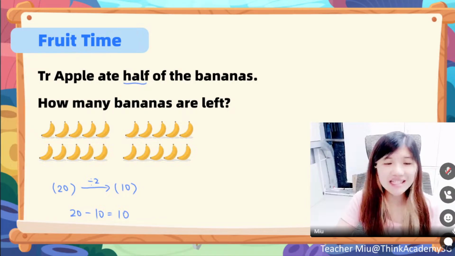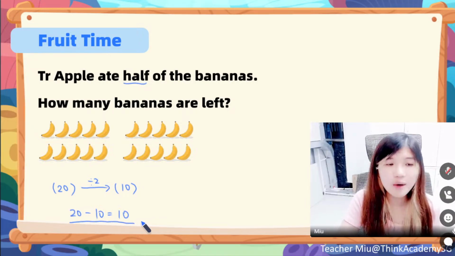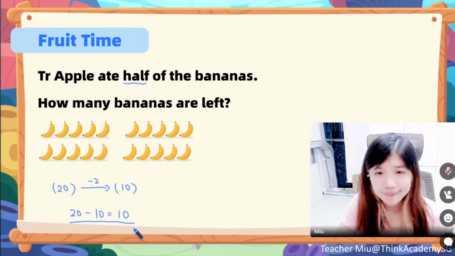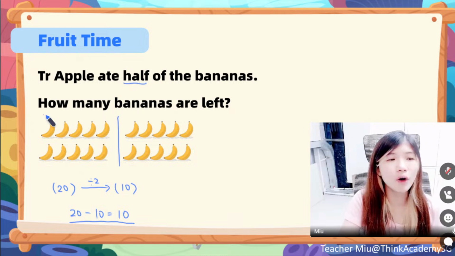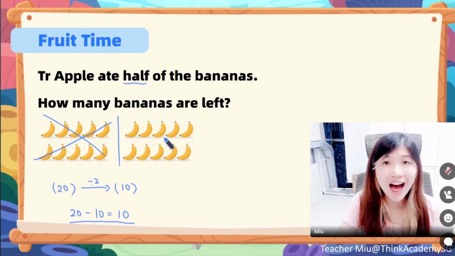No. This is something you need to pay attention to. Actually, we don't need this step. This is only a step that wastes your time. Because when teacher Apple eats this half, she would definitely have the other half left, which would be totally the same as the half she ate.